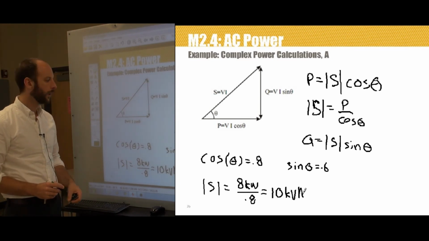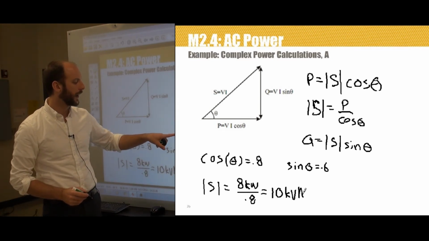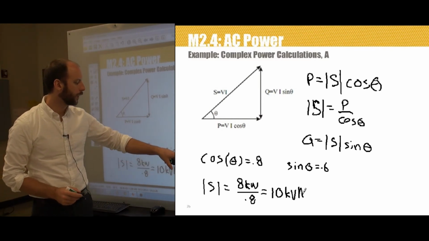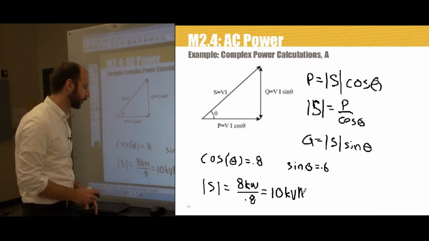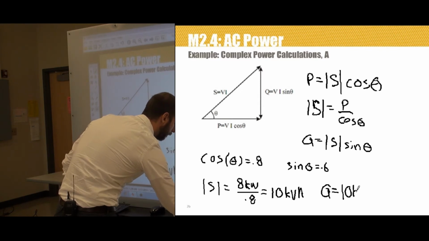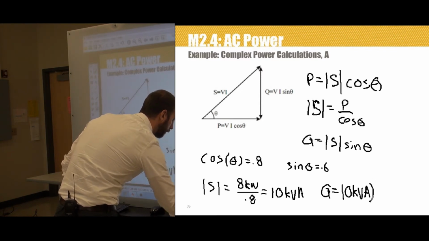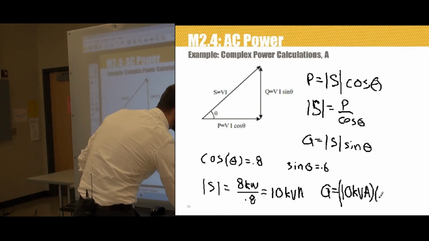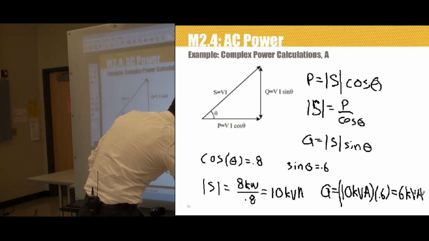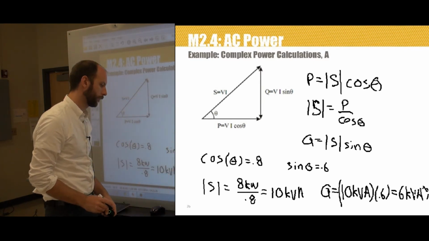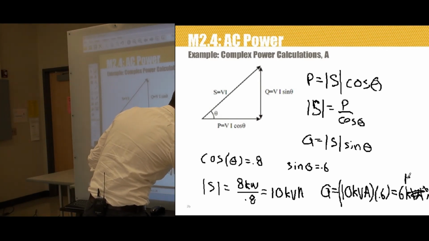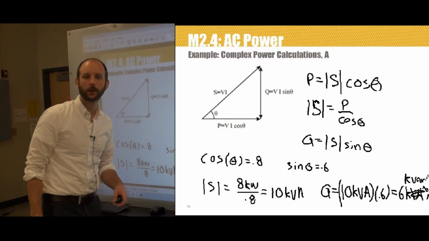All right. What I can then do is calculate the reactive power based on that relationship. I've got 10 kilovolt amps times the sine of theta. Sine of theta in this case is 0.6, so I get Q equals 10 kVA times 0.6, so 6 kVA. Oh, sorry, not 6 kVA. Somebody hopefully caught that. 6 kilovar. It's reactive power, so 6 kilovar.